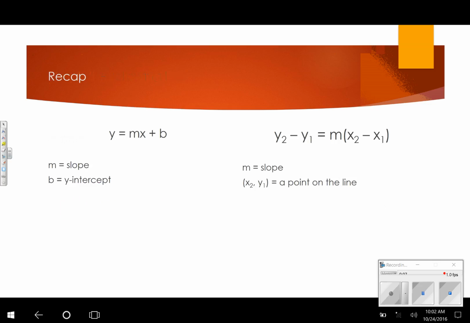All right, so to recap, we have 2 different forms of the line. We have the slope-intercept form, where m is our slope, b is our y-intercept, and we have point-slope form, where m is our slope, and x1, y1 is a point on the line.